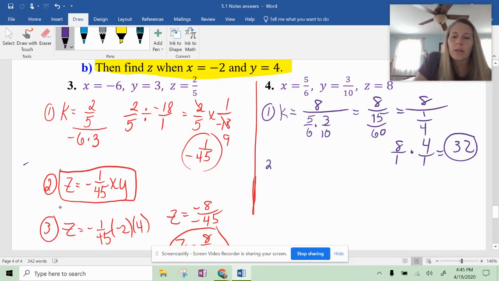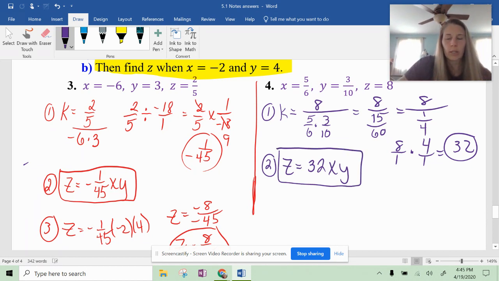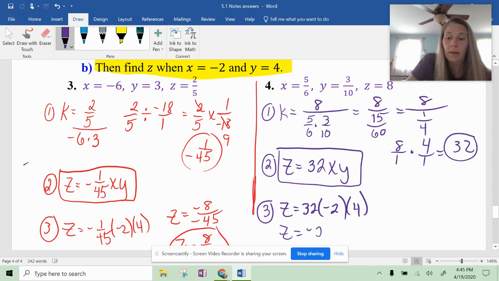So now we want to write the equation. Z equals 32xy. Everything remains a variable except for the constant, which was 32. And then now you can use that wonderful equation that we have there. We can substitute in the -2 for the x and the 4 for the y, multiply out those three values, and we would get -256.